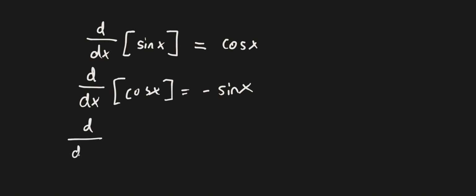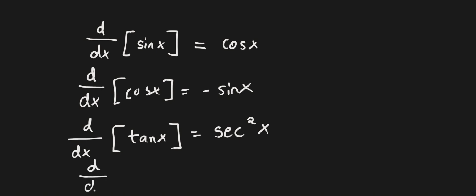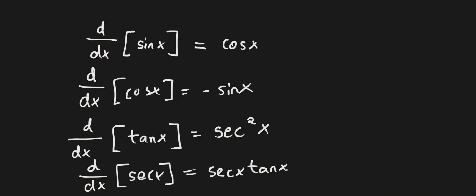Next, let's look at the derivative of tangent x. These are the three main trig functions, right? This is going to be equal to secant squared x. Now, secant and tangent, they have a relationship in these derivatives. So let's look at the derivative of secant x. This is just going to be equal to secant x tangent x. Notice how when we look at the derivatives, they have only the secant and the tangent. So that should be something that you can think about.